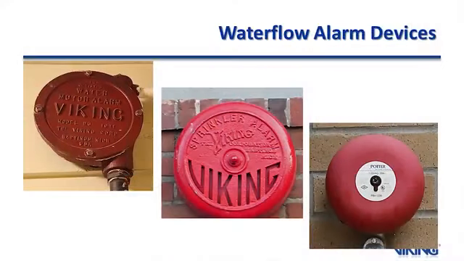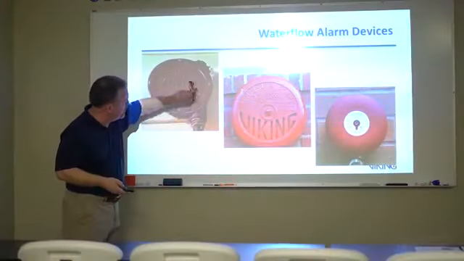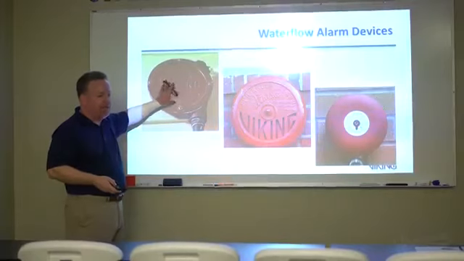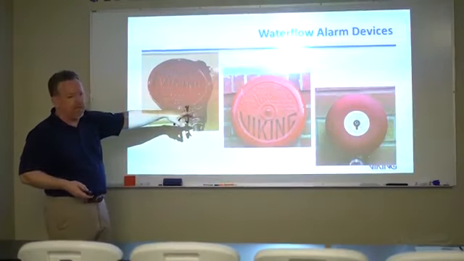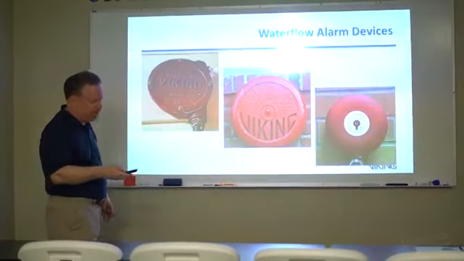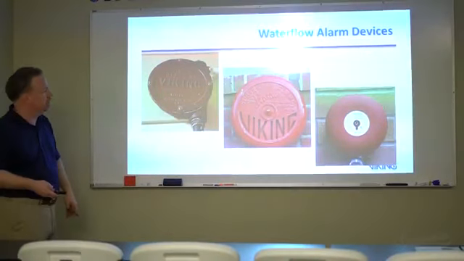And then the alarms outside are either water flow alarms, big old water flow alarms where actually water is being diverted from the system, comes up through the paddle, spins the paddle here, clangs the bell on the outside. Or it can be an electric bell once the circuit has been closed.